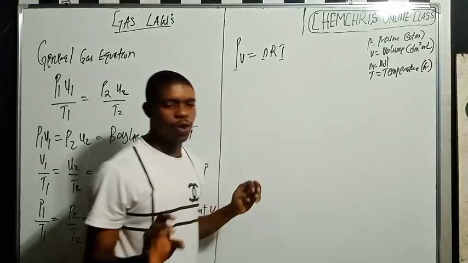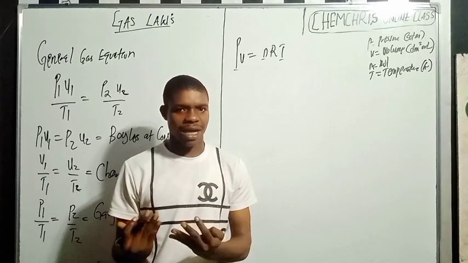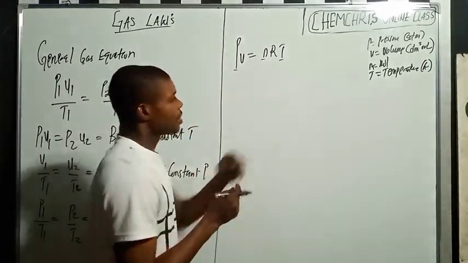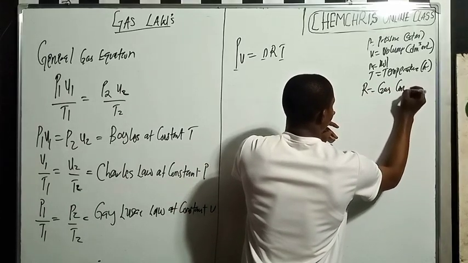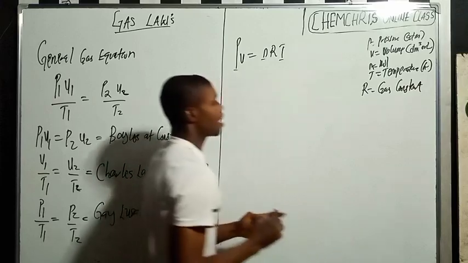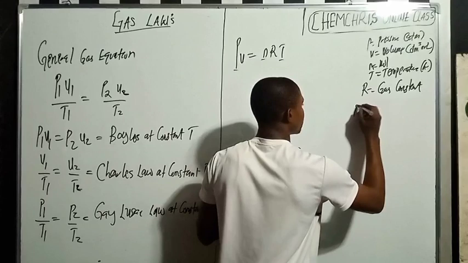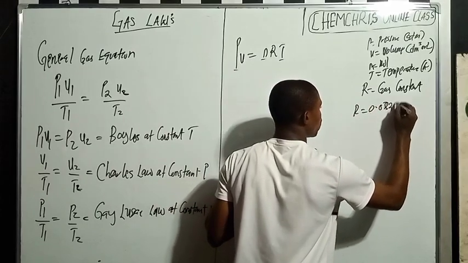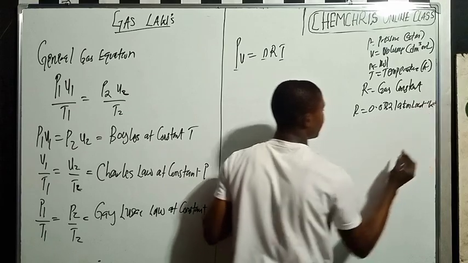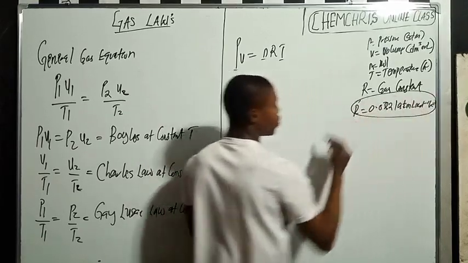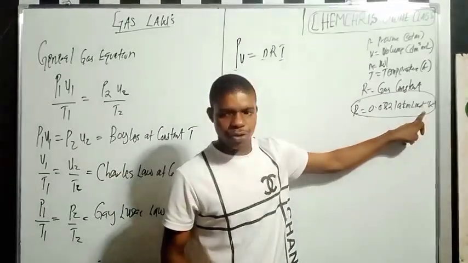Please follow me closely here, because if you don't follow this class step by step, you may miss out. Now, R is the gas constant. The value of R here is 0.0821 atm liter per mole per Kelvin. So you have to take it down: 0.0821 atm liter per mole per Kelvin.